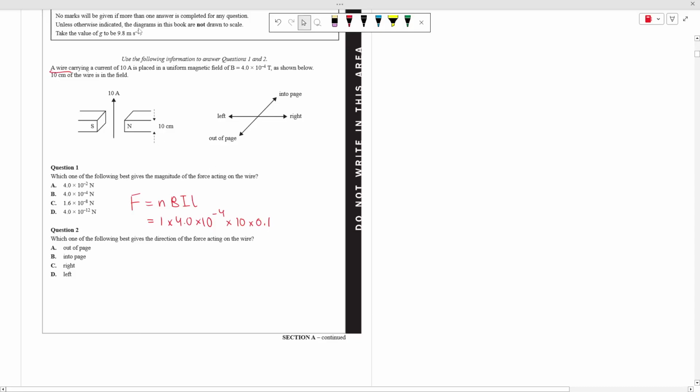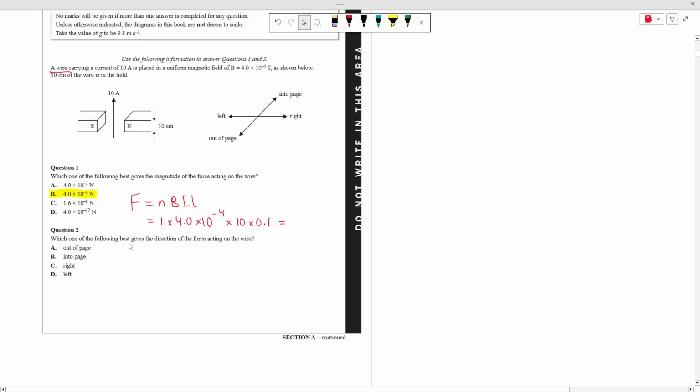That's 10 centimeters. Okay, so calculate that. So we've got 1 times 10 times 0.1, all of that cancels out, just becomes 1. And we're left with this 4 times 10 to the negative 4. So the answer is B. Okay, if you're not confident doing that in your head, then just use a calculator.